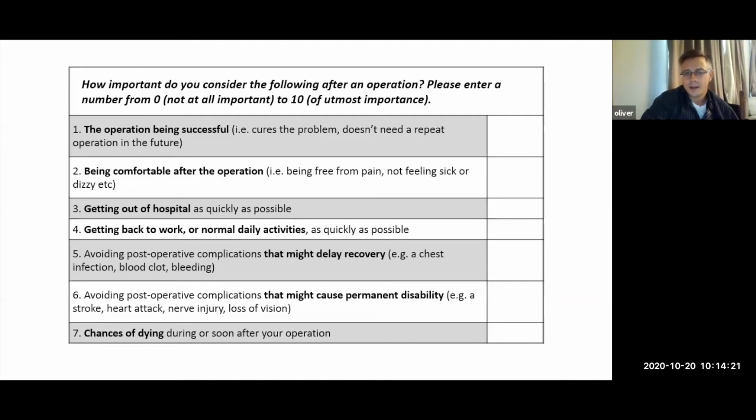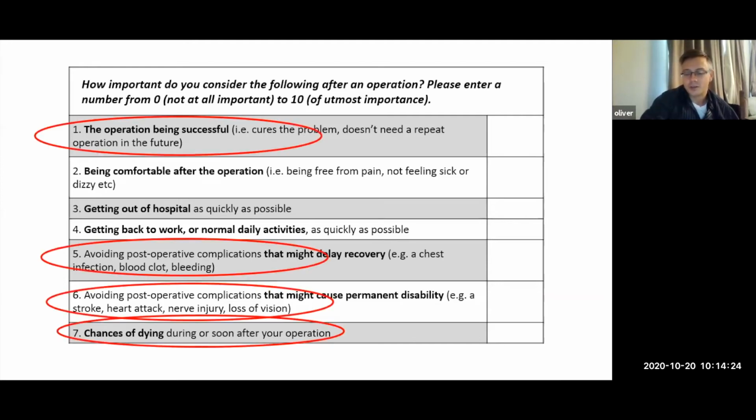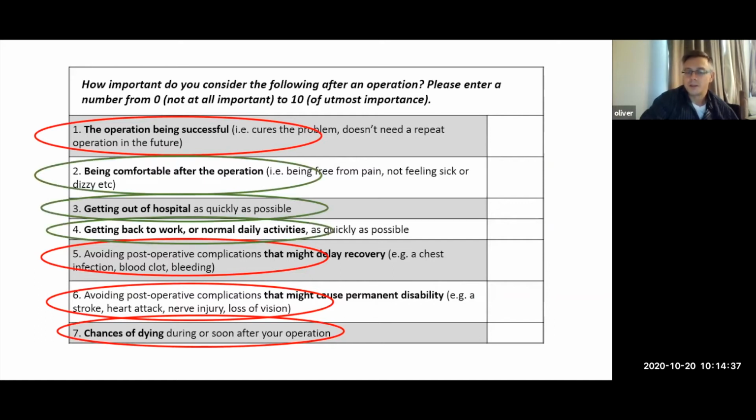And you'll see that there are these traditional clinical outcomes in there. So post-operative mortality down at the bottom, surgical success at the top, and post-operative complications, numbers 5 and 6. And then there were also these much more patient-centered ones: getting back to normal daily activities, being comfortable after the operation, getting out of hospital as quickly as possible. And all of these things we asked patients to rate on a scale of 0 to 10.